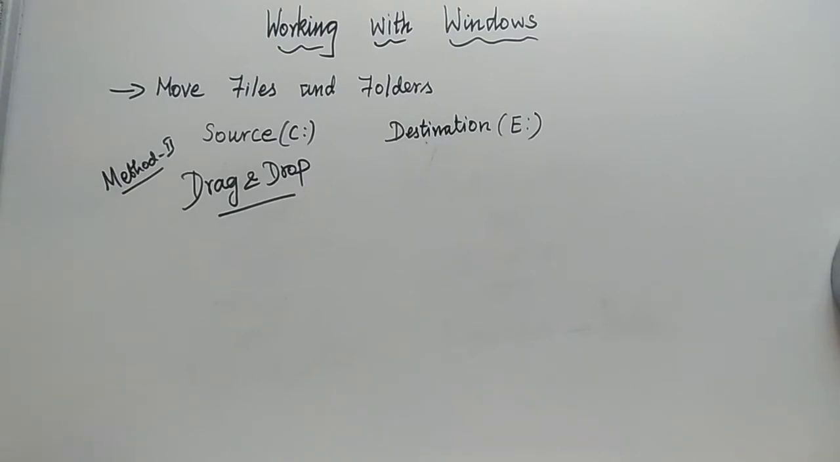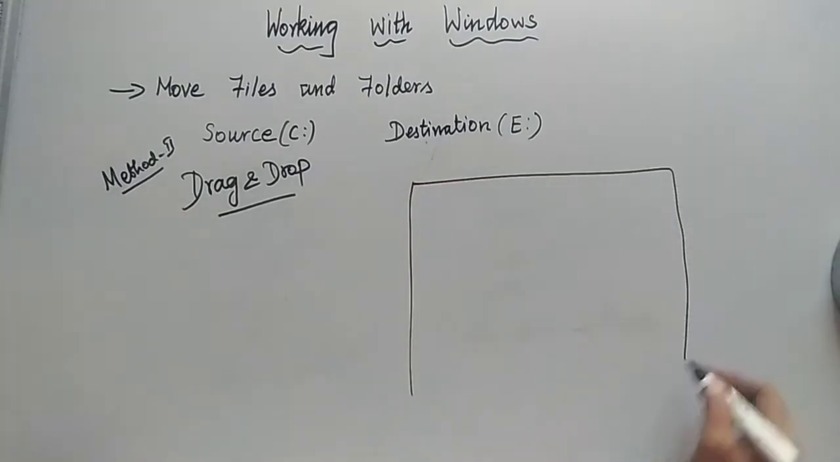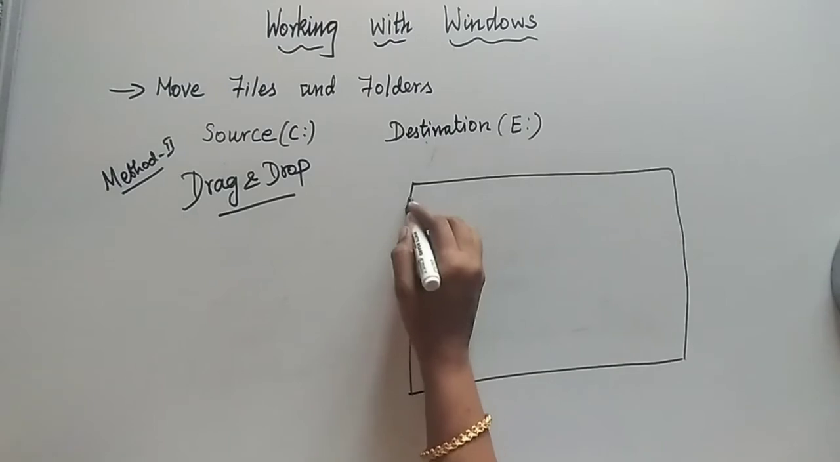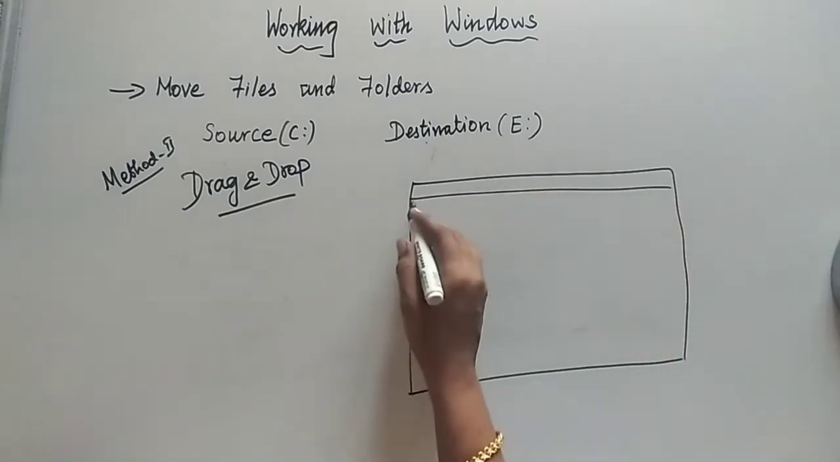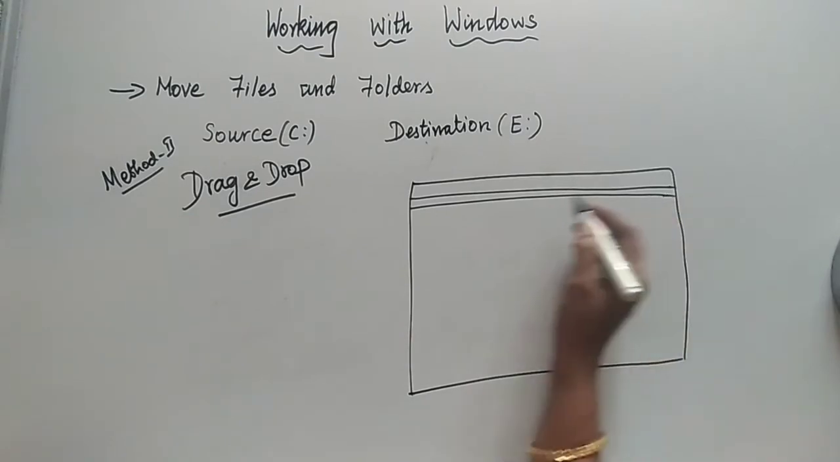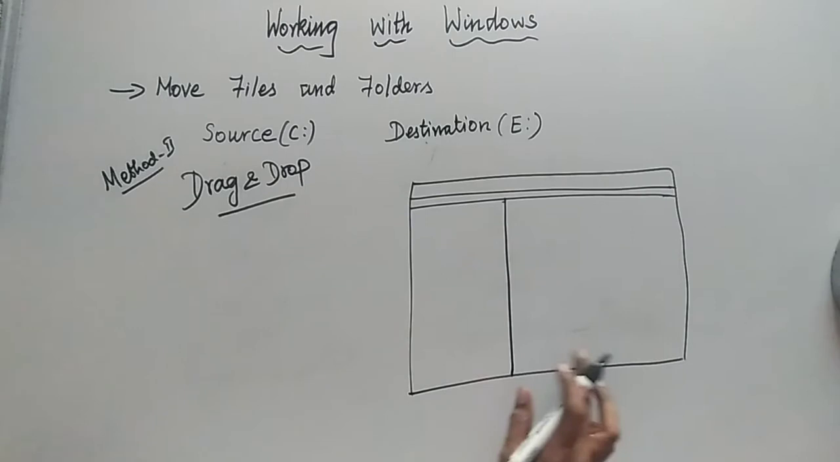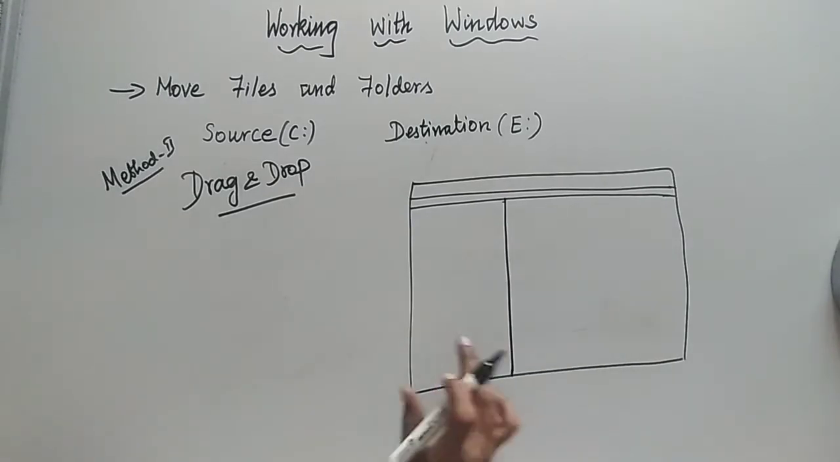For that, what do you have to do? You must be in the disk drive window. Just by clicking the My Computer icon on your desktop, a disk drive will be displayed for you. Like this, you will have a window. Here you will have the menu bar, the title bar and so on. And here your pane is separated into two. Here you will have two panes.